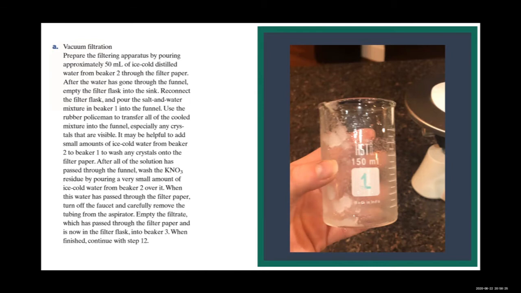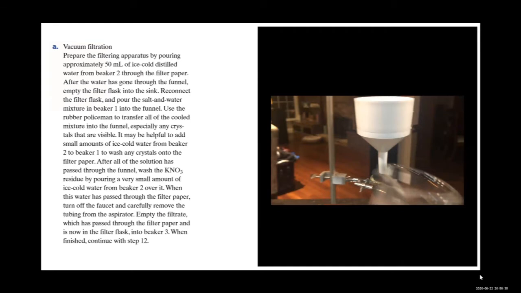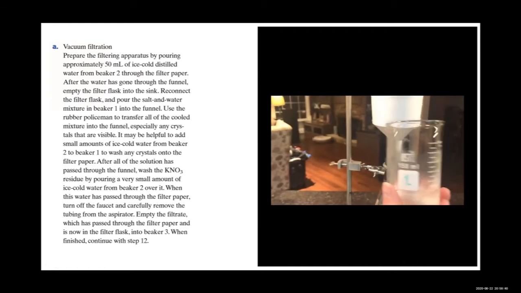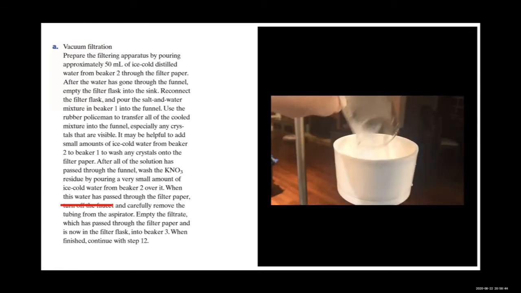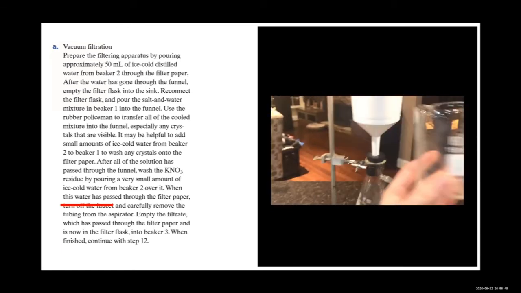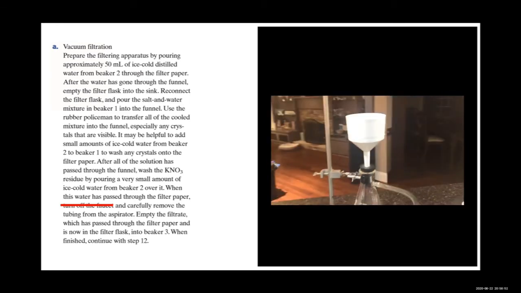After the solution has passed through the funnel, we're going to wash the KNO3 residue by pouring a very small amount of ice cold water from beaker 2 over it. When this water has passed through the filter paper, we're going to carefully remove the tubing from the aspirator, empty the filtrate, which has passed through the filter paper and is now in the filter flask, into beaker 3. And then we'll move on to our next step.